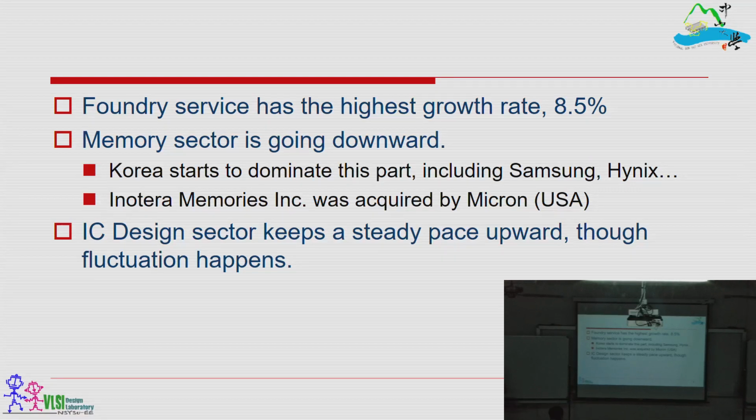Based on these numbers, the foundry service has the highest growth rate, averagely, in the past 20 years, 88.5. And memory goes down because Korea is pushing really hard. So that's why I say that the next battlefield for us is that we have to take the number 1 position back in the memory area. Right now, Samsung and Hynix are the top 2 companies in memory design and fabrication.